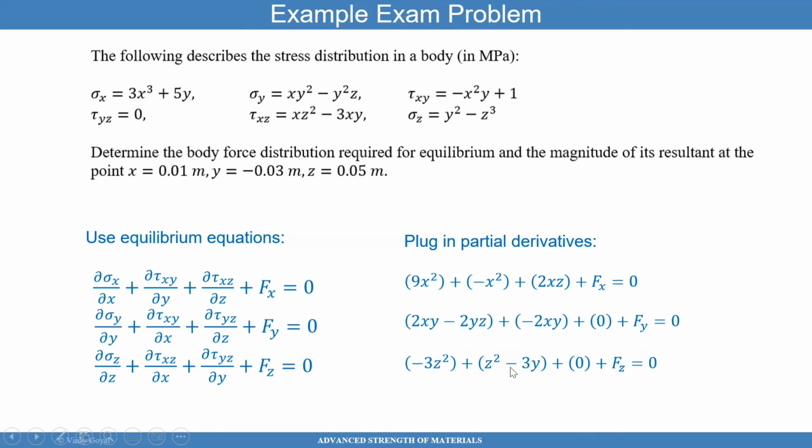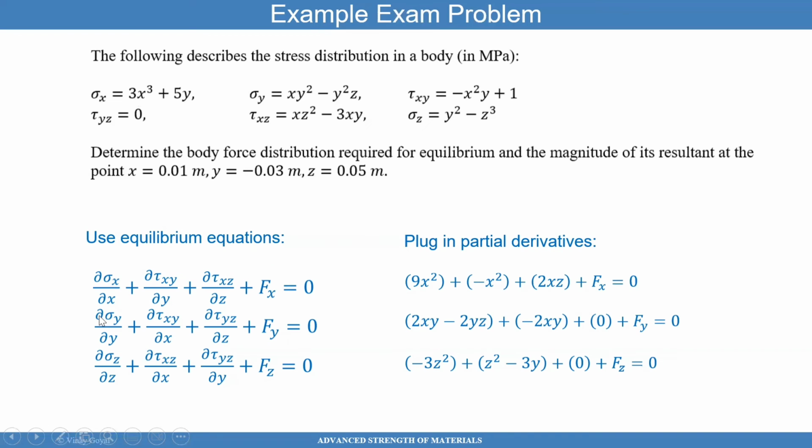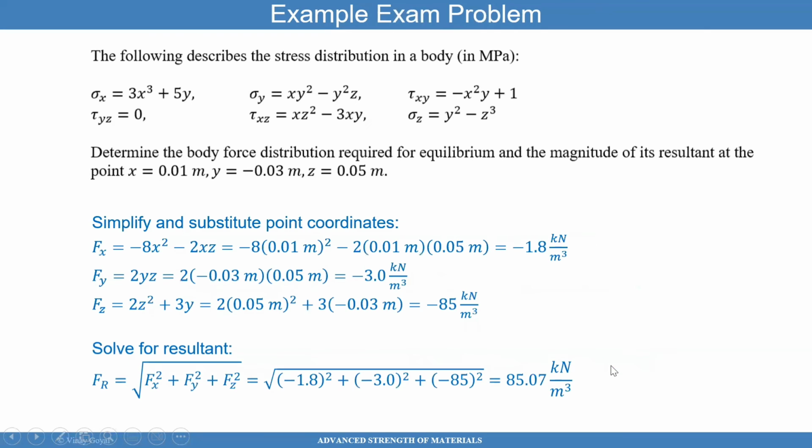I'll plug it in. And what the problem step is asking me is, what is the body force distribution, which is this fx, fy, and fz. So I have to solve for these values here. I solve for fx, fy, and fz from this equation by isolating them and moving everything to the right-hand side, except for fx, fy, and fz. And then I plug in the values for x, y, and z. And when I do that, I get what f is.